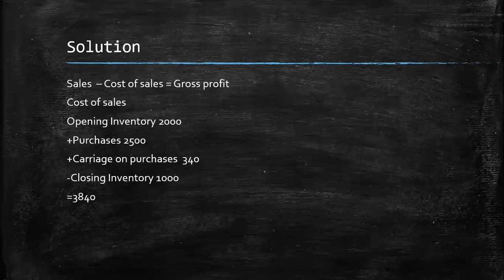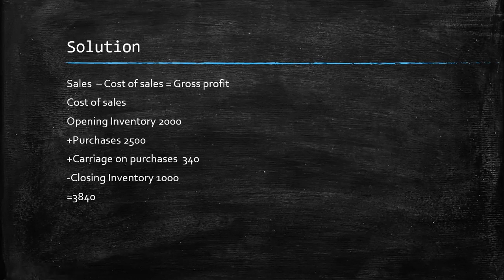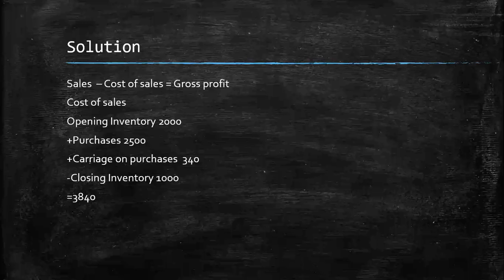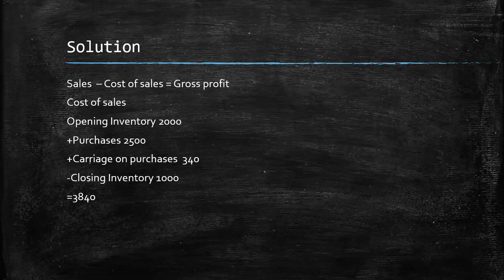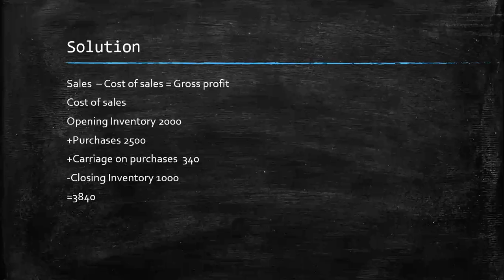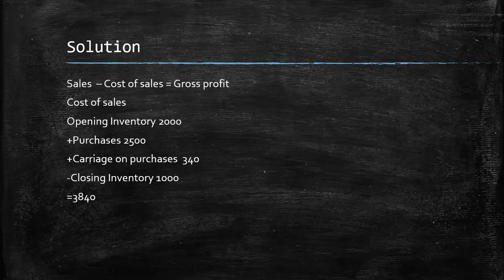Okay, now we can work out the gross profit. We have sales. We are given sales as 5,000. The cost of sales are 3,840. What will be the gross profit? Sales is given as 5,000. The cost of sales we have just calculated, it's 3,840. What will be the amount for gross profit? 1,160. 1,160.